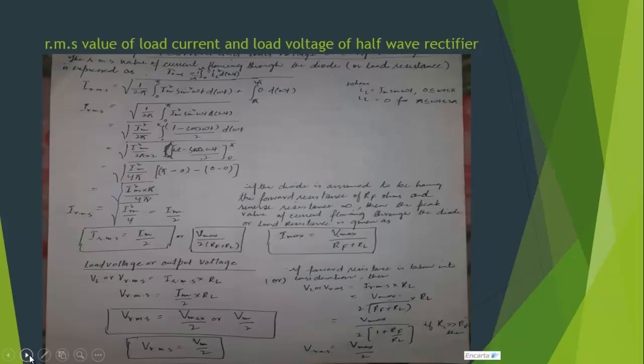If the forward resistance is taken into account, then VRMS is equal to IRMS into RL. That makes V max divided by twice RF plus RL into RL. This gives the answer VRMS is equal to V max by 2. In both cases, VRMS is equal to V max by 2. This is the other way of solving for load voltage.